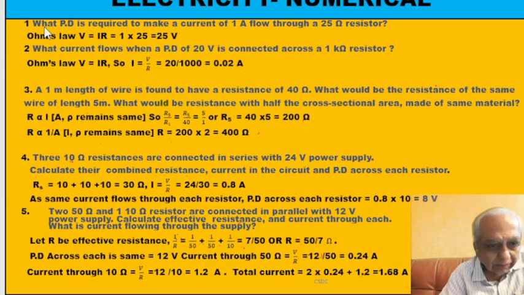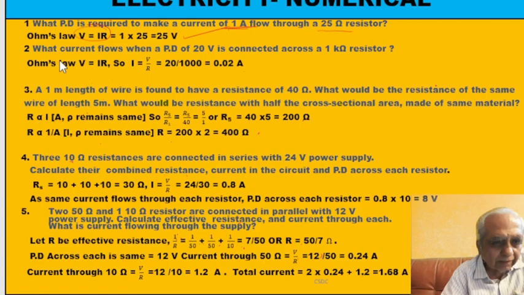Like the first question: what potential difference is required to make a current of 1 ampere flow through a resistance of 25 ohm? So R is given, I is given, I want to know V. The formula is V is equal to I multiplied by R. Substitute the values, I as 1, R as 25, so you get 25 volt. Is it okay? Now the second sum.